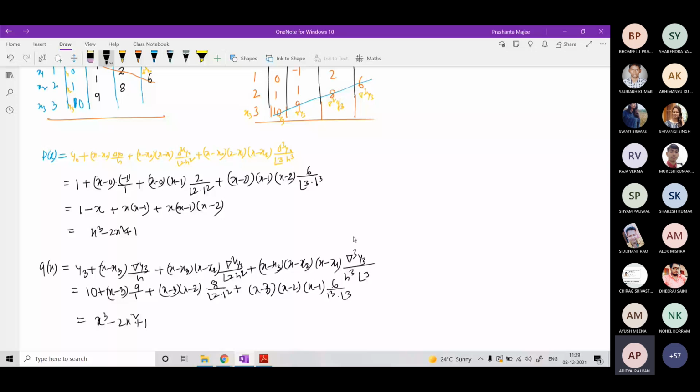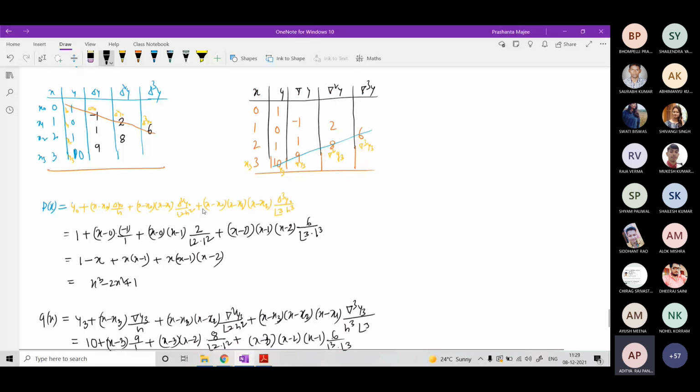Okay, for example, here the data points are 0, 1, 1, 0, 2, 1, 3, 10. So if I ask you, tell me what is the value at 0.1. So 0.1 will be somewhere here.